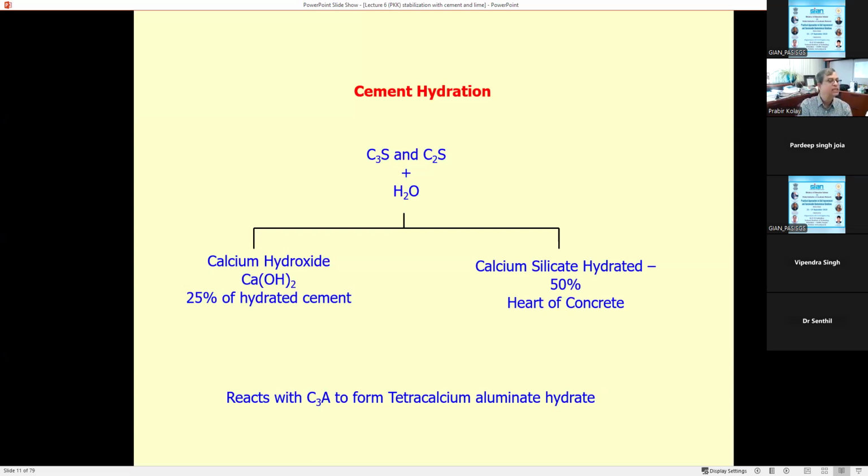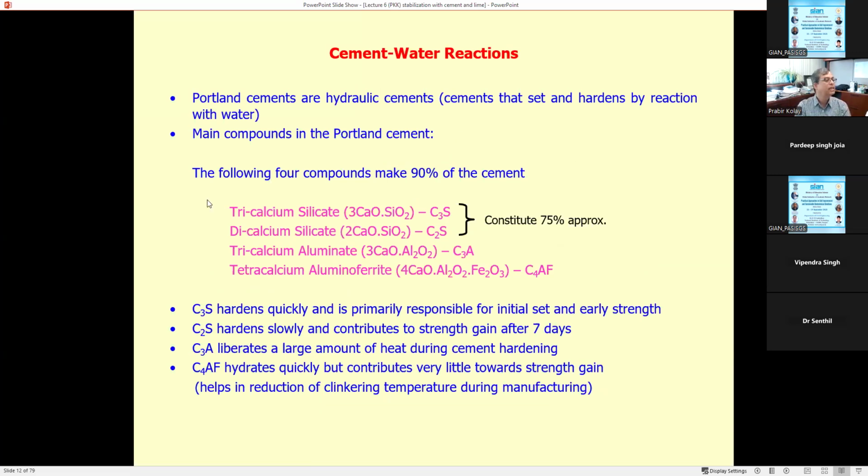As I mentioned, these are the 2 main things: tricalcium and dicalcium silicate when you add them to the water, and then tricalcium aluminate, which will form tricalcium aluminate hydrate, and then tetracalcium aluminoferrite also. So over here you can see tricalcium silicate hardens quickly. This is responsible for initial setting or early setting of cement. So you can play with these different compositions, and you can make different types of cement. C2S, dicalcium silicate, hardens slowly, and it contributes to strength gain after 7 days.